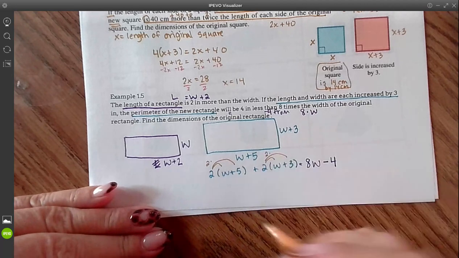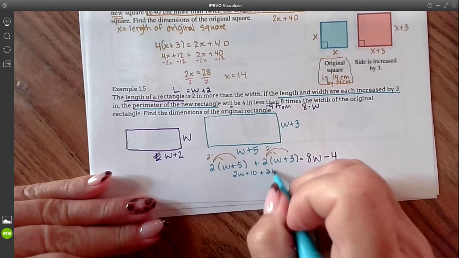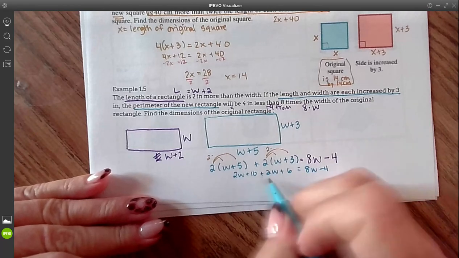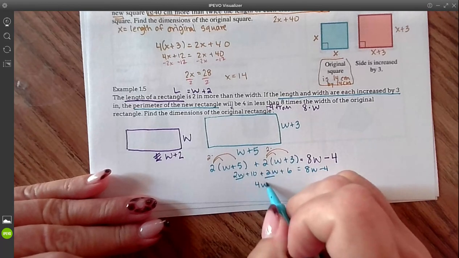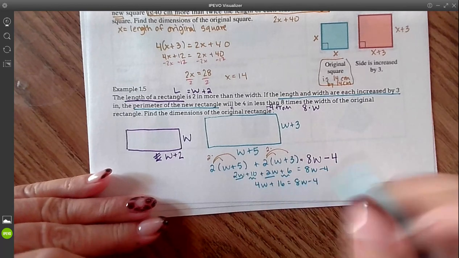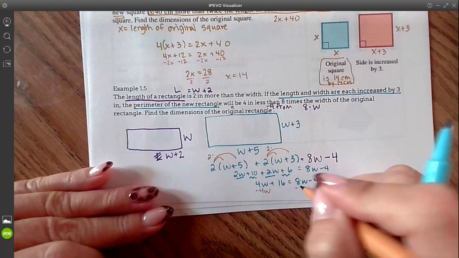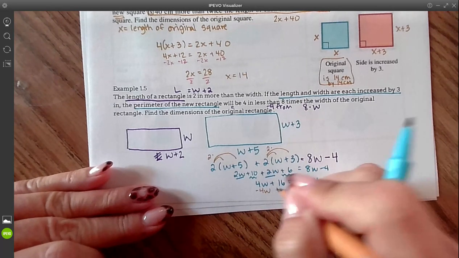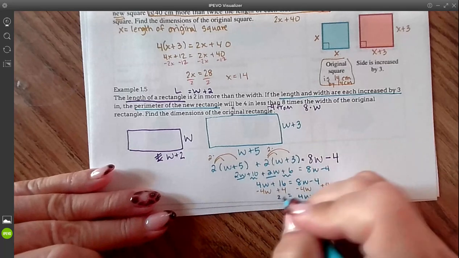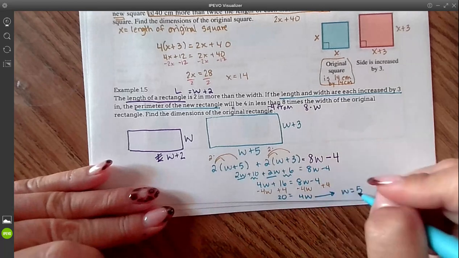Distribute your 2's. So we have 2w plus 10 plus 2w plus 6 equals 8w minus 4. Combine your like terms. So I got 4w plus 16 equals 8w minus 4. I'm going to move my w's to this side and my constants to the other. So now I have 4w equals 20. Divide both sides by 4, I get w equals 5.